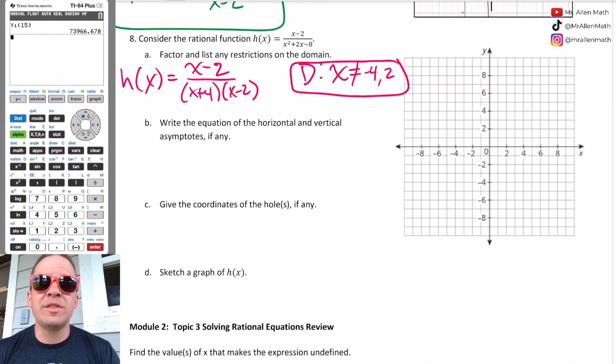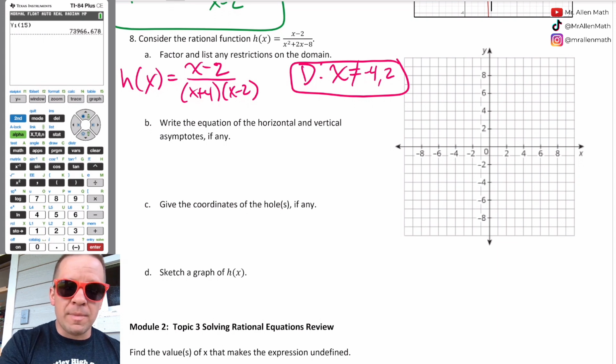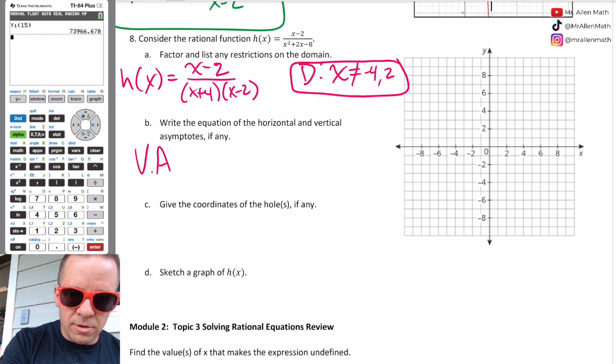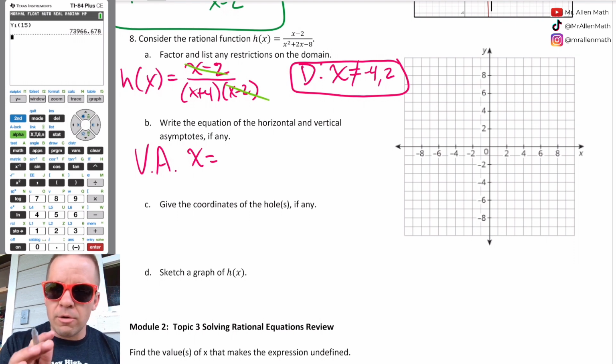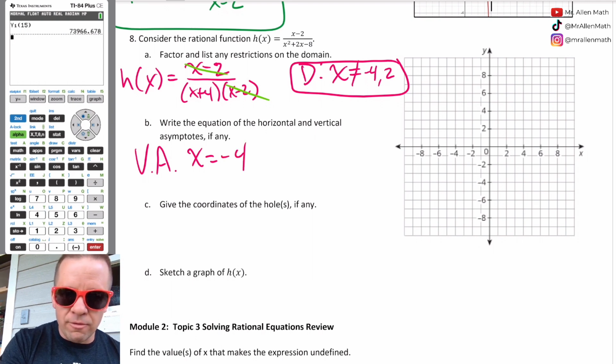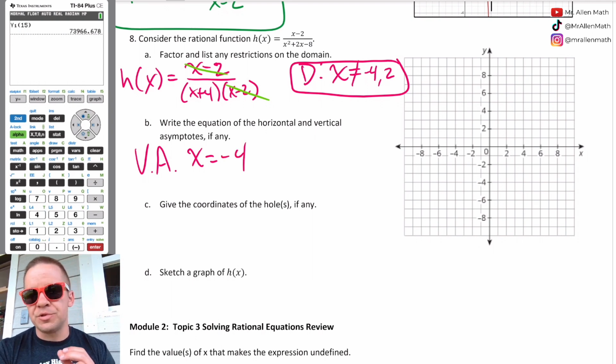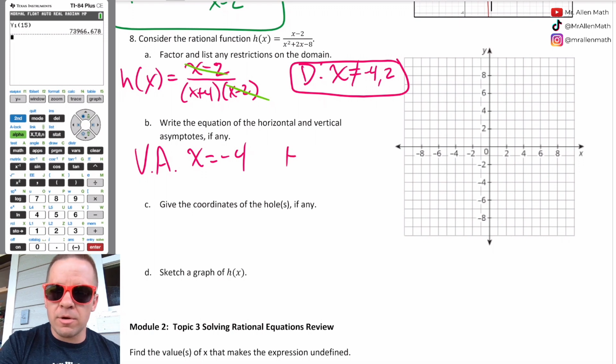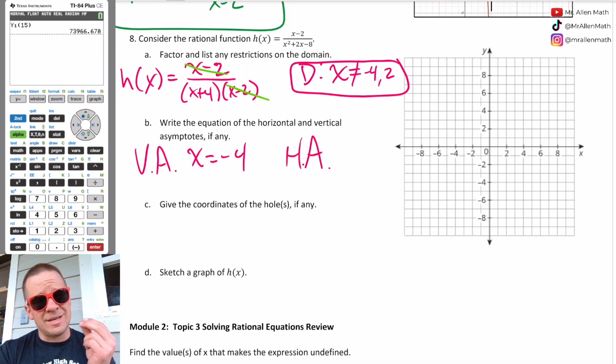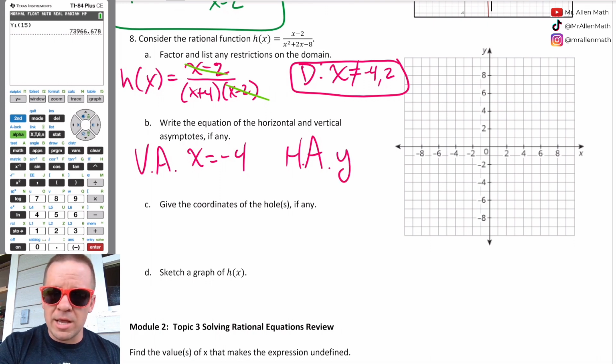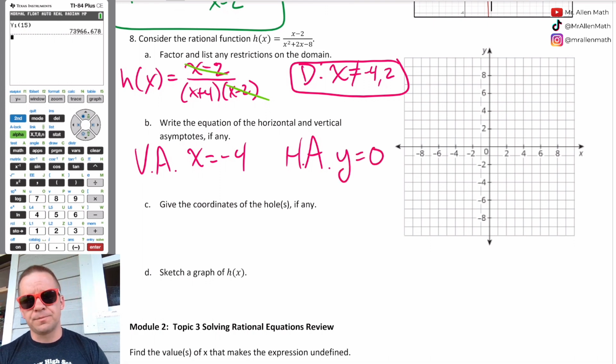Write the equation of the horizontal and vertical asymptotes, if any. So my vertical asymptote will be x equals, well, check this out. That's going to cancel. So now I'm going to have just x equals negative 4. Okay, x equals negative 4 there for my vertical. My horizontal, well, since the original degree in the numerator is smaller than the denominator, I'm going to have y equals 0 for my horizontal.